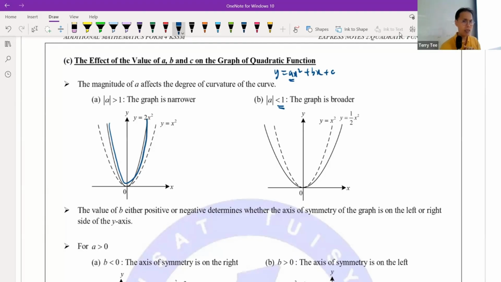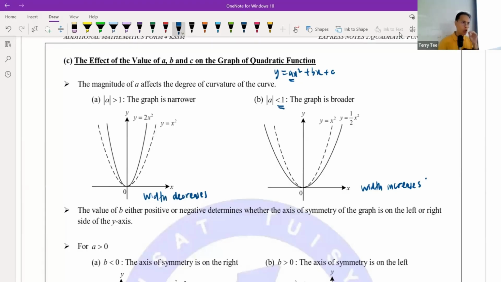This one goes up faster, this one goes up slower. Or we say the graph is narrower or broader, but some of the textbooks like to use the words width decreases. This one, the width decreases. This one, the width increases.